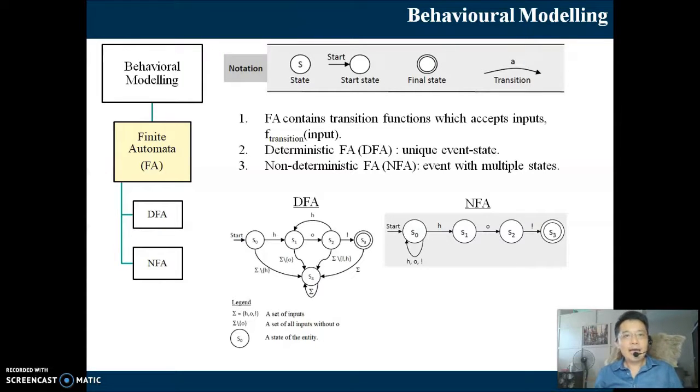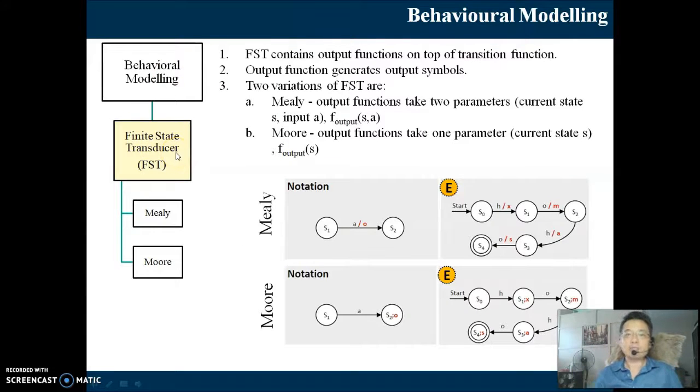Now let's move on to the other type of behavior modeling. We are moving away from finite automata to finite state transducer. Finite state transducer is similar to finite state automata, except that it also has output function. Now in this case, if you look at the notation, it takes parameters, and it also generates the output. Now in this example, we generate output X, generate output N, generate output A, generate output S, which is not present in finite state automata, but yes in finite state transducer.